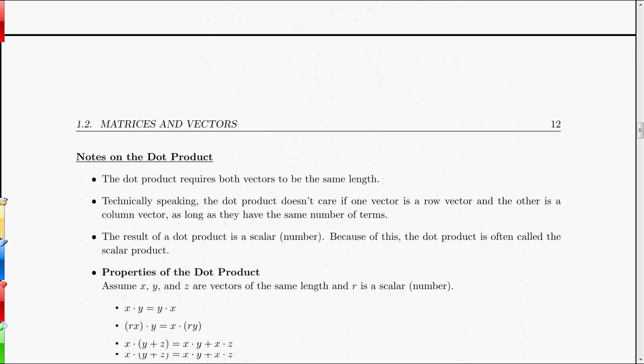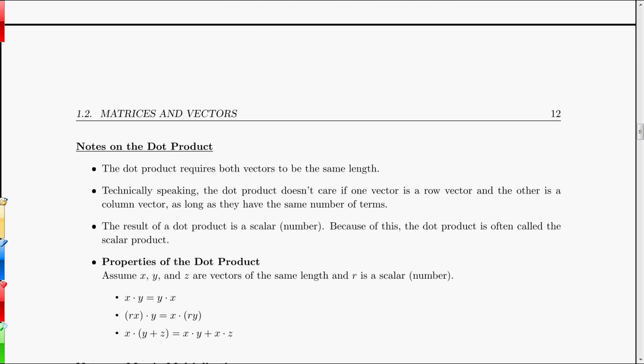Notes on the dot product. The dot product requires both vectors to be the same length, right? Because if you try to dot, say, 4, 2 with 7, negative 1, 3, you take 4 times 7 plus 2 times negative 1. You would have this 3 left hanging. It's got nobody to multiply by. So they have to be the same length.